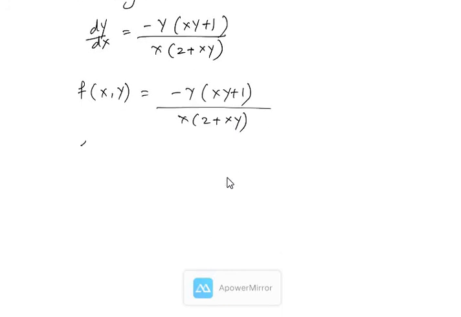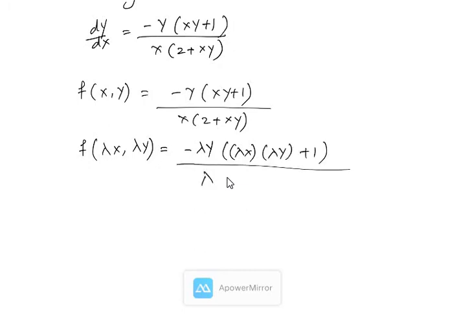And then we substitute the x with λx and substitute y with λy, which is equal to negative λx and negative λy, λx multiplied with λy plus 1, divided by λx squared plus λx λy.